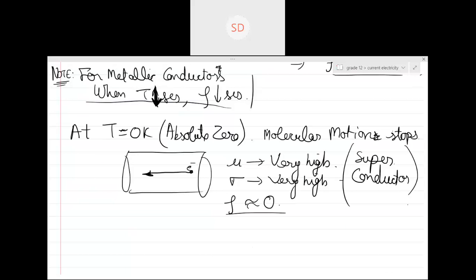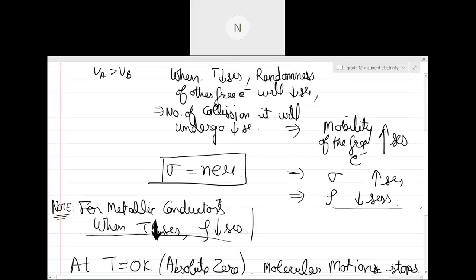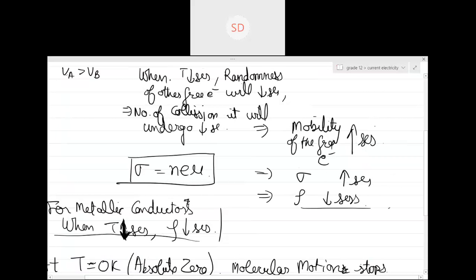Is this clear, guys? By the way, if mobility increases, what will happen to the drift velocity? Did you change the electric field? No. If you didn't change the electric field, you can also say this particular thing: even the drift velocity increases with the mobility. Is it clear? Yes, sir.